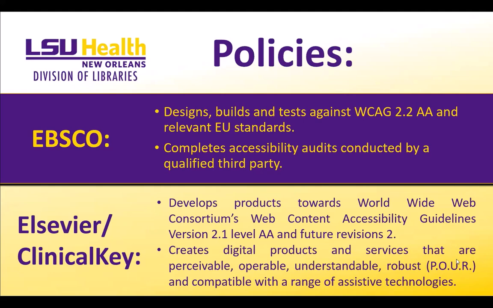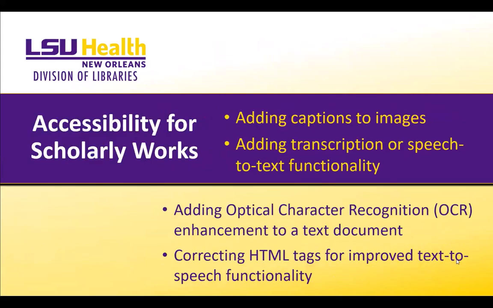Some of these publishers will also mention EU standards, which is an important consideration for international collaboration. Another one here includes the acronym that's often used for describing accessibility goals, and that is POUR, which stands for perceivable, operable, understandable, and robust. Now that we have some background, let's examine what accessibility looks like for scholarly works.